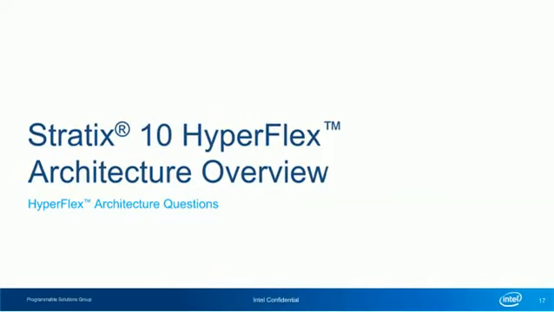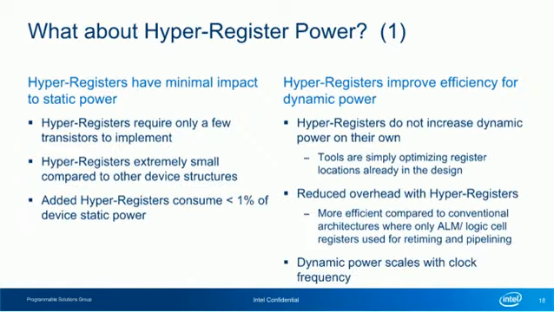This brings up some common questions on the architecture regarding power, hold times, and clocking. Let's address those now. With the addition of all the hyperregisters to the architecture, how does that affect power? Well, the hyperregisters are simple D flip-flops, so each requires only a few transistors to implement.